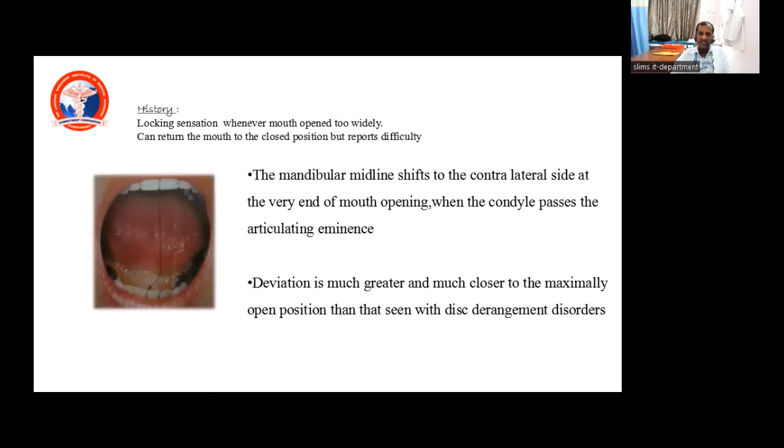And after eliciting the abnormal joint sounds, the next clinical sign is you can elicit the deviated path of closure. In this picture, you can very well see the differing dental midline. Okay, there is a shift. The midline shifts to the contralateral side at the very end of the mouth opening. When the patient opens the mouth, finally you can see the deviated midline.